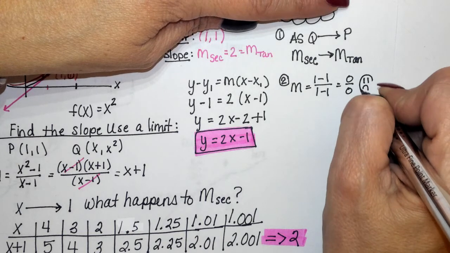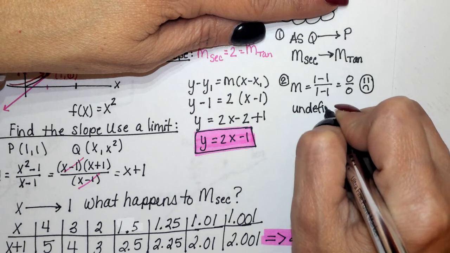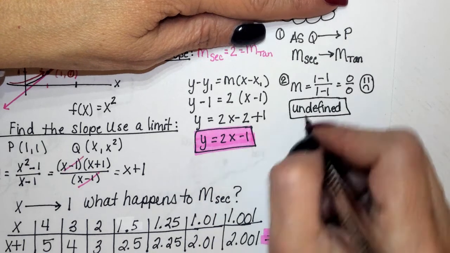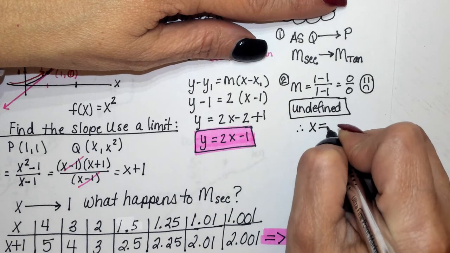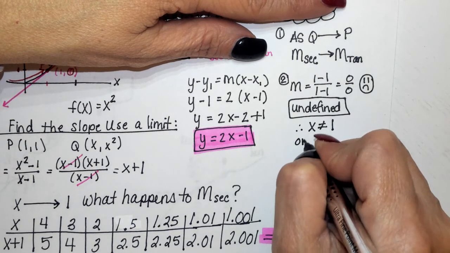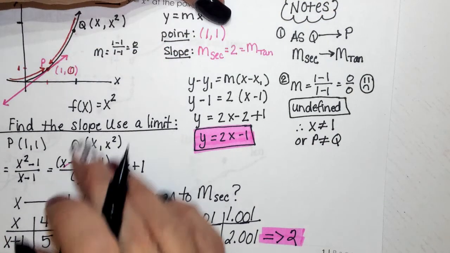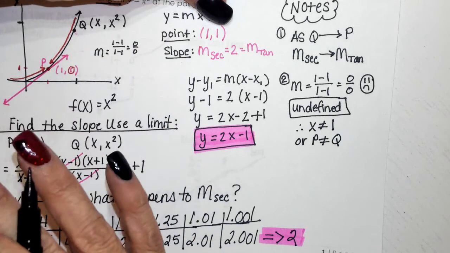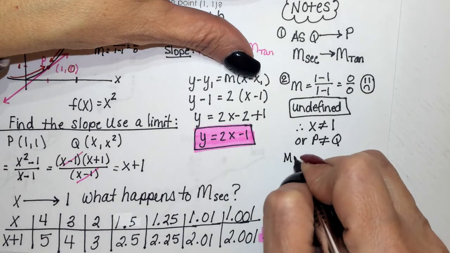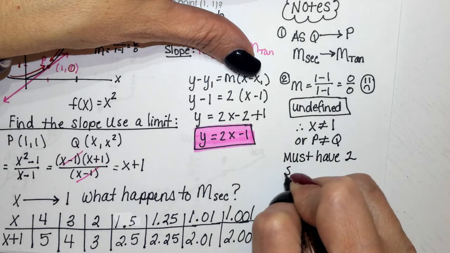I'm going to put a sad face here. No bueno, because that's undefined. And we can't have an undefined slope. Therefore, x cannot equal 1. Not in this scenario. Or, what I'm really saying is that p cannot equal q. When you're going to find the slope of the tangent, p and q can't be exactly the same thing. They just have to get really, really close. You basically have to insist you must have 2 separate points.